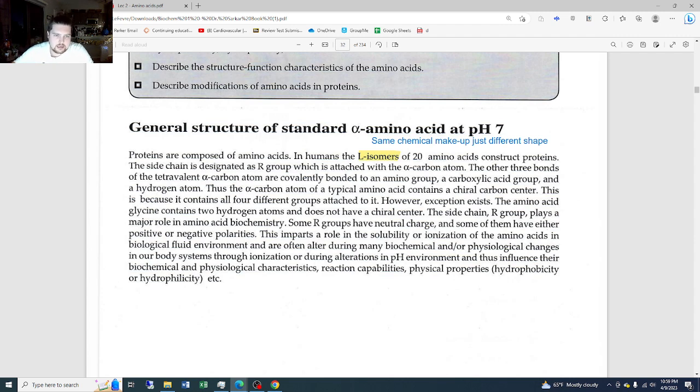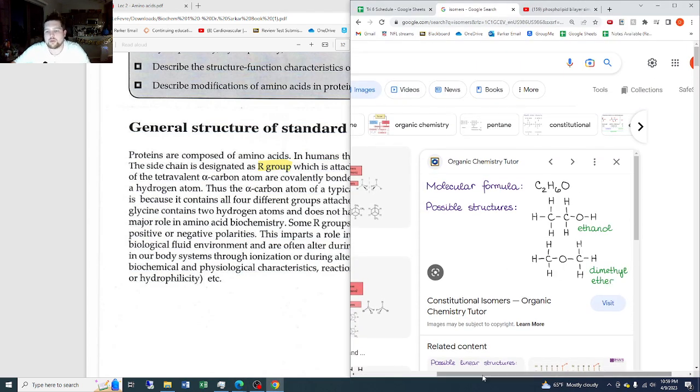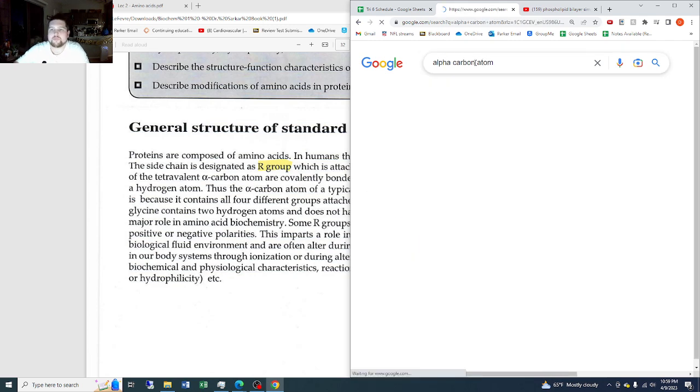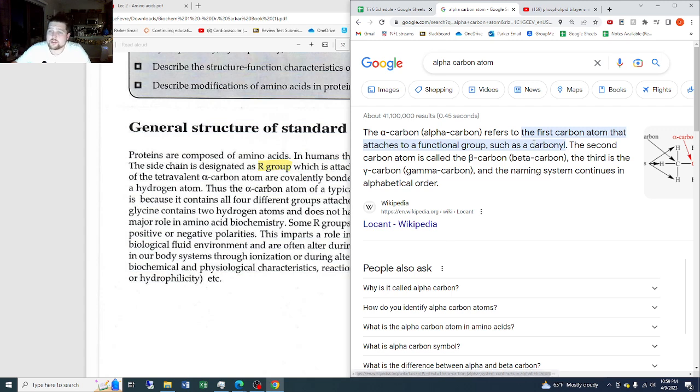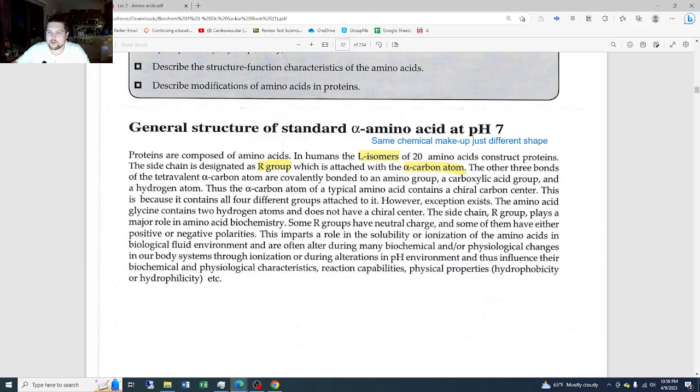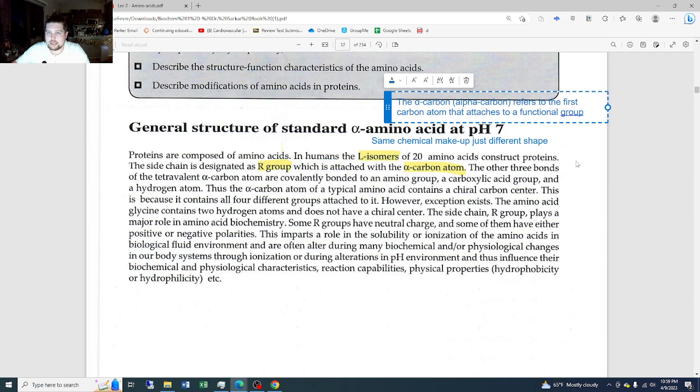The side chain is designated as R group, which is attached with the alpha carbon atom. Alpha carbon atom, make sure we get a good definition for what that means. So the alpha carbon refers to the first carbon that attaches to a functional group. We talked a little bit about those functional groups earlier. The functional group is going to be what is actually doing the reaction there at the end.